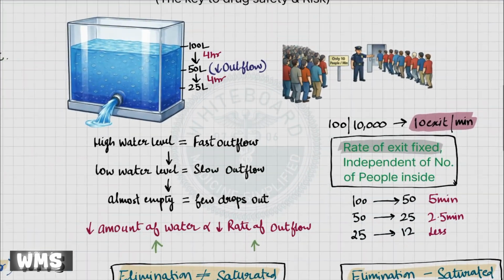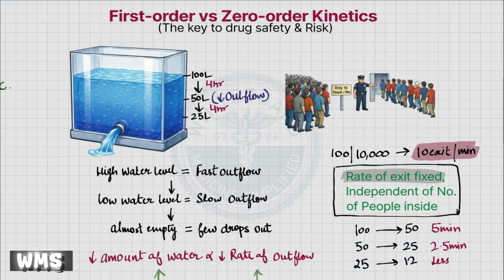Clinically, this means first-order drugs are easier and safer to manage, whereas zero-order drugs require careful dosing, monitoring, and patient education to avoid toxicity.